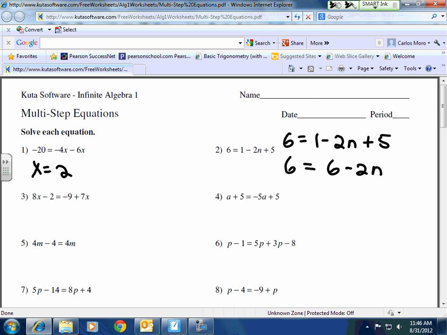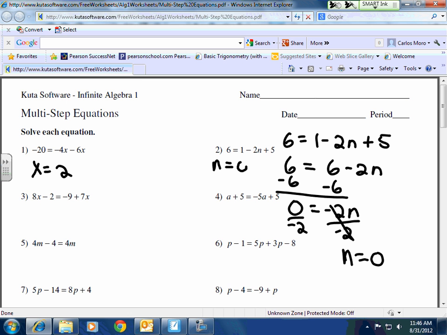I'm going to undo addition and subtraction first. So I'm going to subtract 6 to both sides. 0 equals negative 2n. Now I got to get the n alone. The relationship between negative 2 and n is multiplication. I cancel multiplication with division. Divide by negative 2 to both sides. n, that cancels to 1, equals 0. So n equals 0 for number 2.